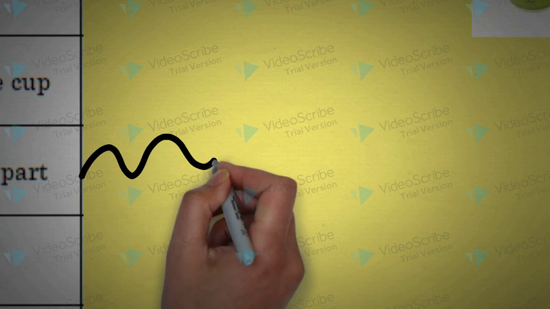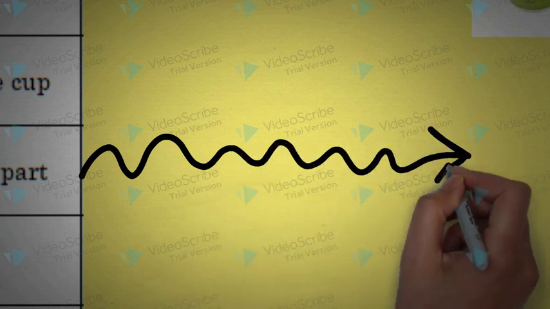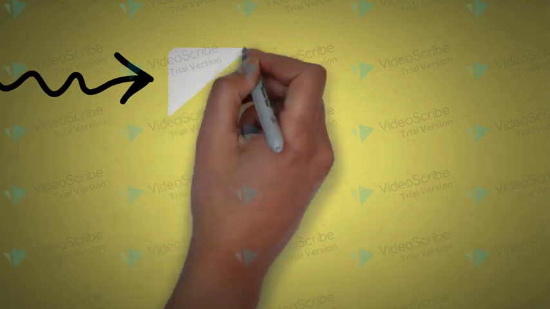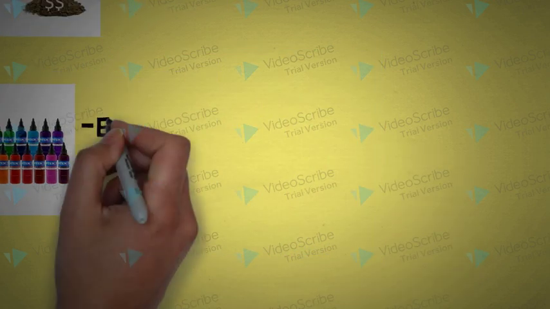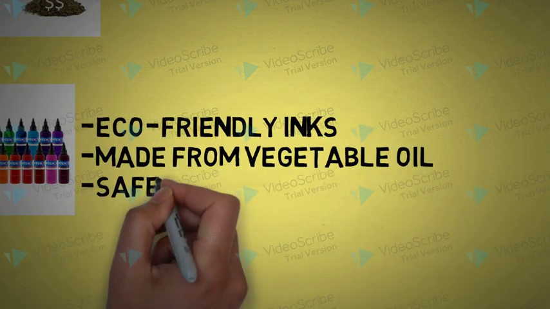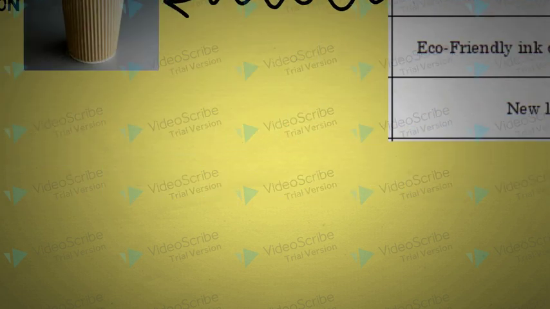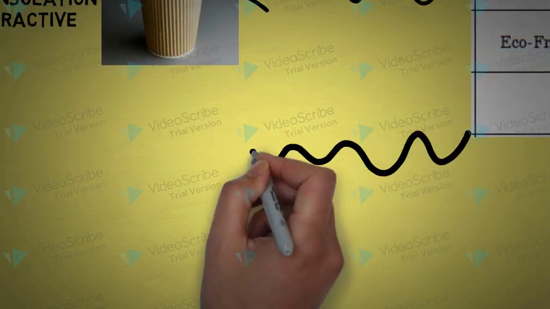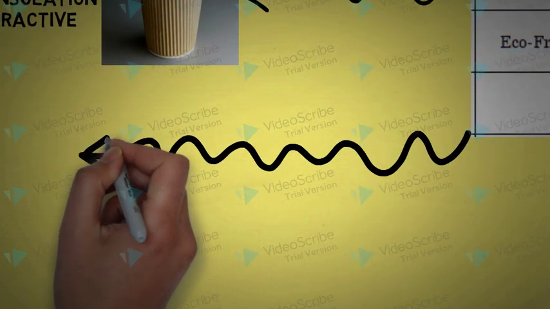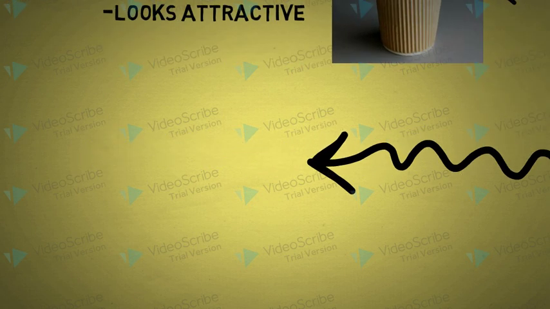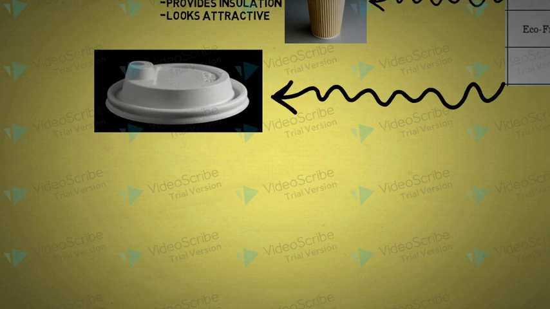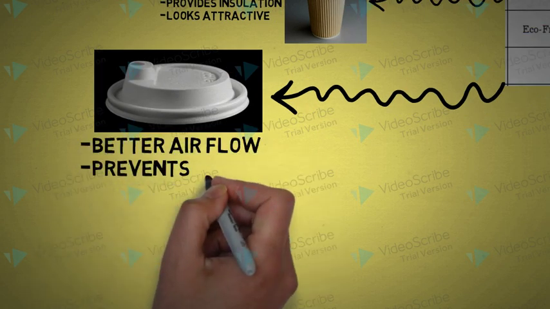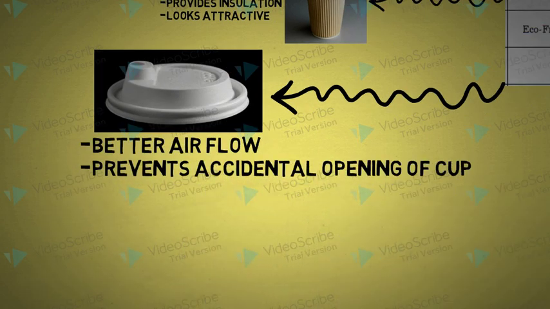And the third one, we have the eco-friendly ink color, which is made of vegetable oil and safe to humans. The last part, we have the new lid. It's made of plastic but also recyclable, and better airflow prevents accidental opening of the cup.